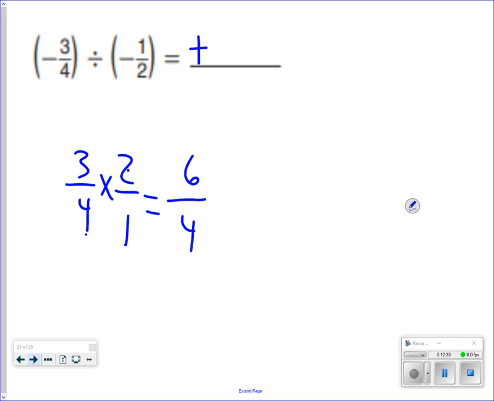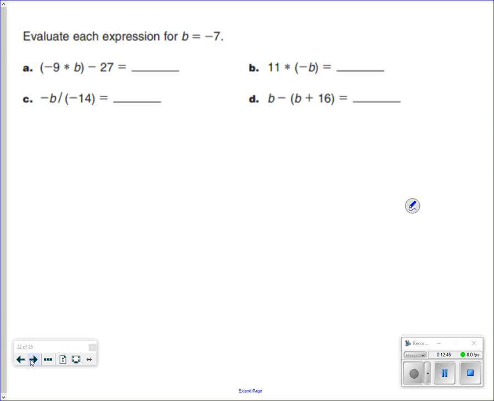How many 4s go into 6? I have 1 and 2 4s left over. That equals 1.5, which is a positive 1.5 because 2 negatives divided by each other. Let's keep cruising along here.